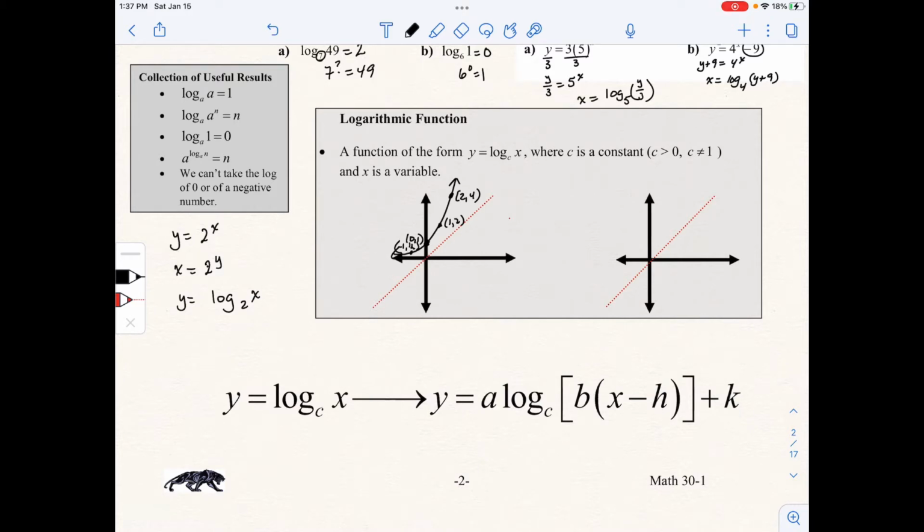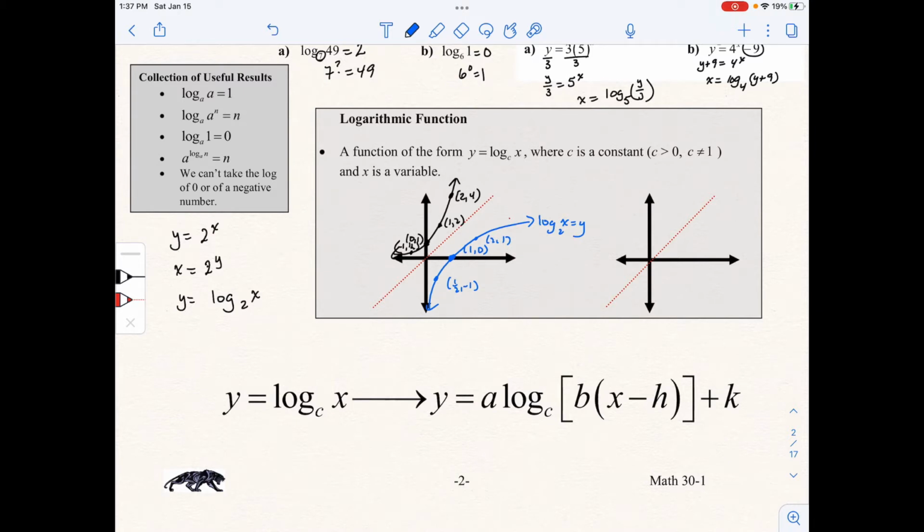When we take the inverse and reflect that over the line y equals x, (0, 1) becomes (1, 0), (-1, 1/2) becomes (1/2, -1), and (1, 2) becomes (2, 1). So we've got a couple of points there, and our exponential growth function looks like this as a log function. So that's y is equal to log of x to the base 2.